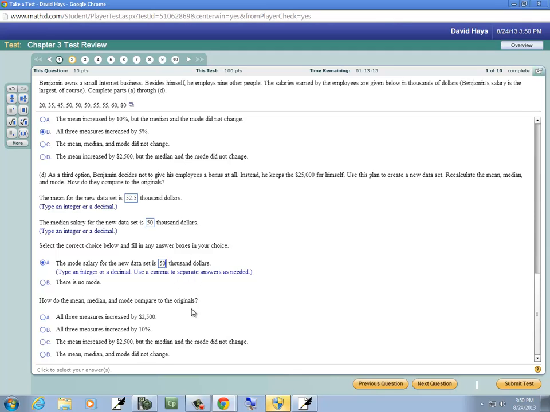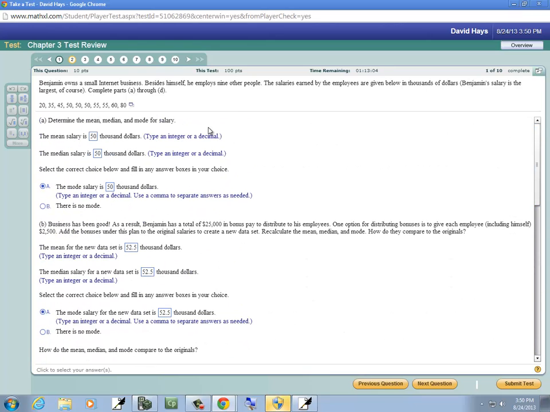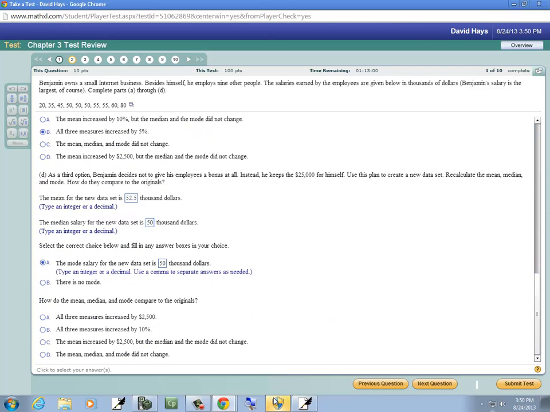Okay, how do the mean, median, mode compare to the originals? All 3 measures increased? No. Because these two stayed the same. If we go back and look at part A, see how we had 50, 50, 50? Okay, the mean increased by 2,500, but the median and mode did not change. Has to be this one. It's the only option. Okay, let's go to the next question.